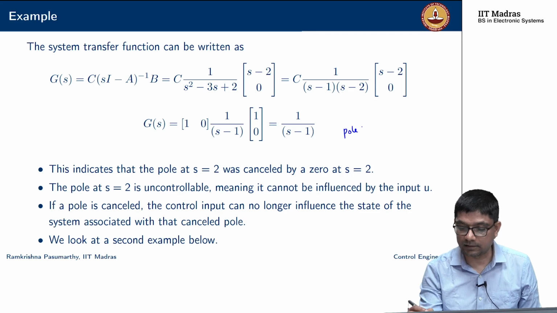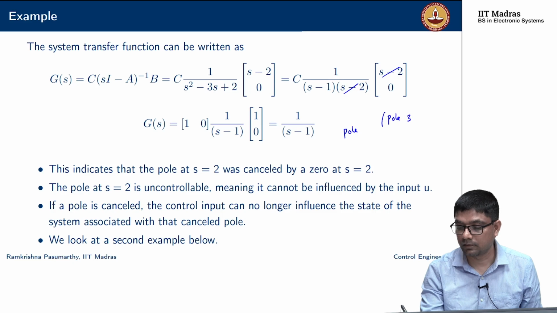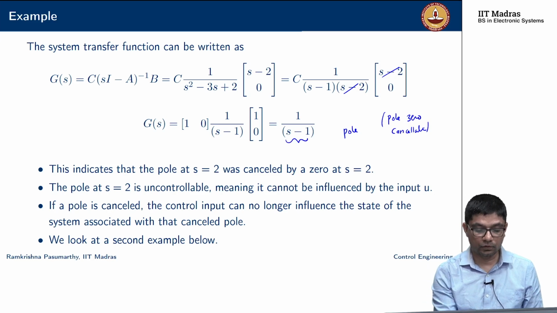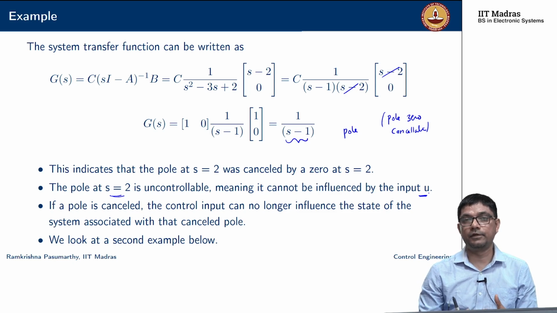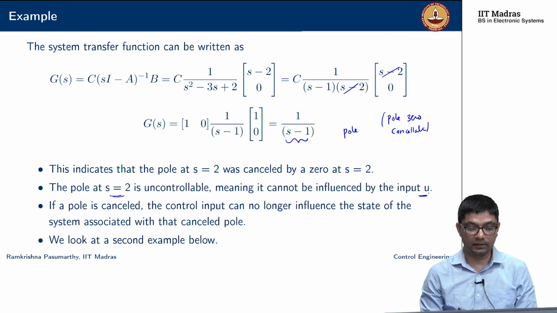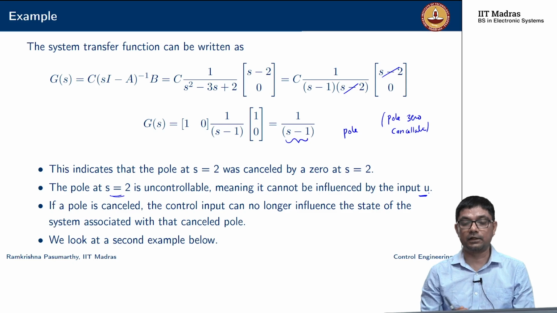So what happens is that there is some pole zero cancellation that results in only one pole for the overall system. The pole at 2 is uncontrollable, which means it cannot be influenced by the input u. So whenever a system is not controllable, that will show up as a pole zero cancellation in the transfer function. Also intuitively, if a pole is cancelled, the control input can no longer influence the state of the system associated with that particular pole.